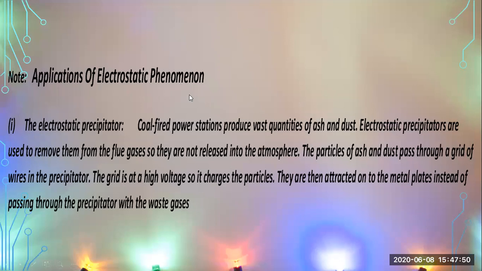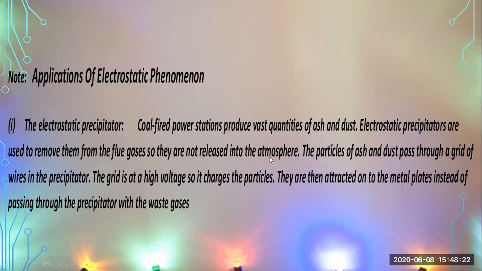Now, applications of electrostatic phenomena. Some of the main points to remember: the electrostatic precipitator. Coal-fired power stations produce vast quantities of ash and dust. Electrostatic precipitators are used to remove them from the flue gases, so they are not released into the atmosphere.